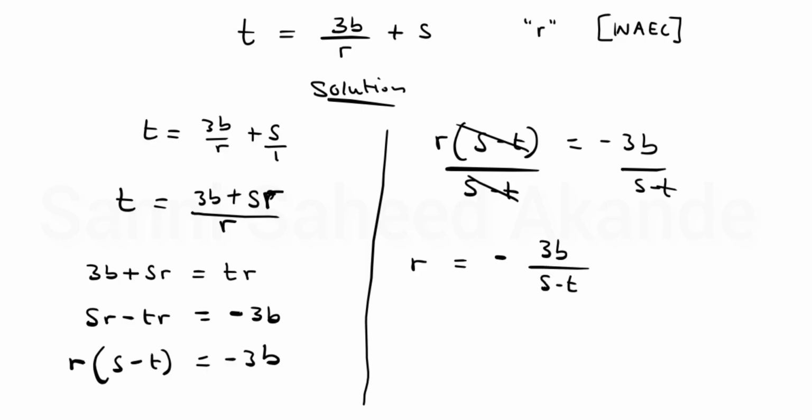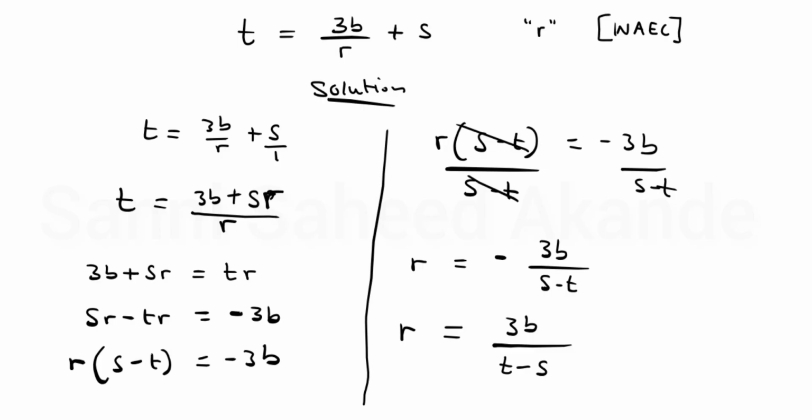Is that okay? But I don't want to leave my answer as negative. So I can also write it as r is equal to 3b divided by, so this negative, I will allow it to affect my denominator s minus t. If you multiply this plus s by minus, it will change to minus, and this minus t, if you multiply it with this minus, it will change to plus. So meaning that I have t minus s, and that will be my final answer. Okay, all right, so let's continue.